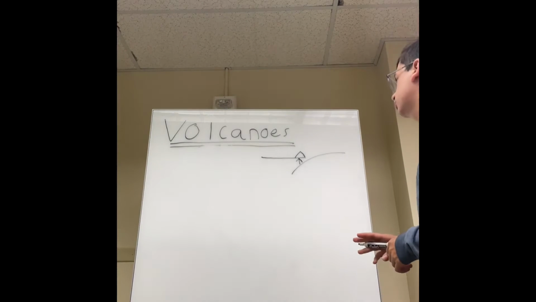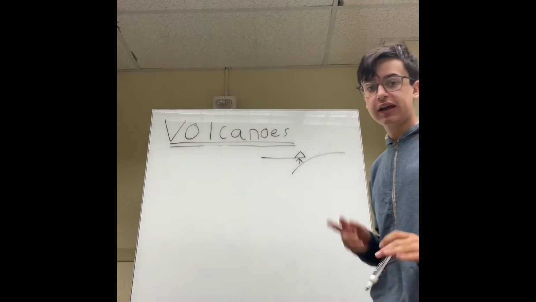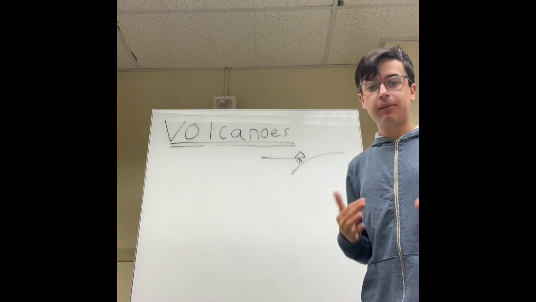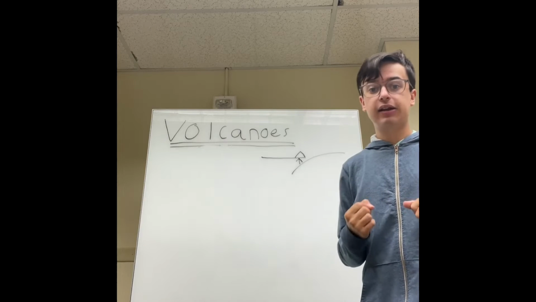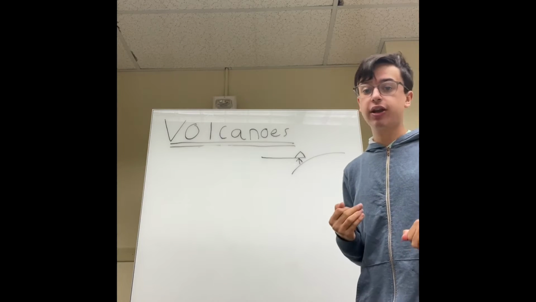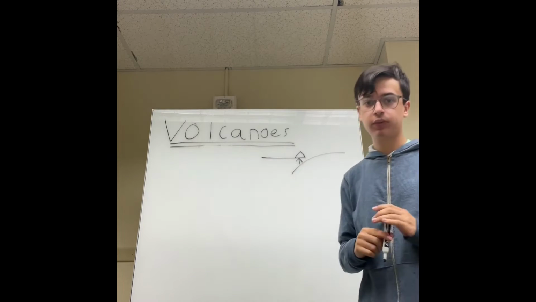So these convergent plate boundaries can actually be pretty dangerous because, for example, the Ring of Fire, many of the world's most dangerous volcanoes are located there. And also, many of those volcanoes are created using these subduction zones.